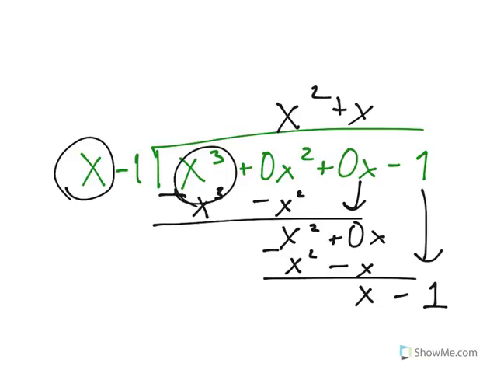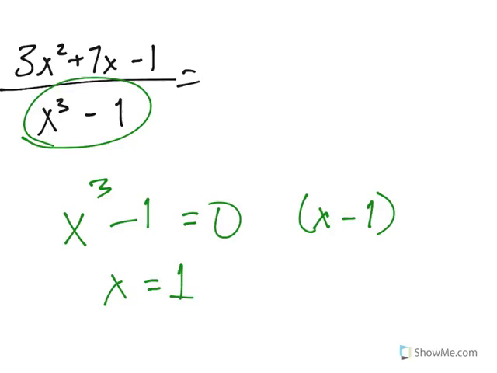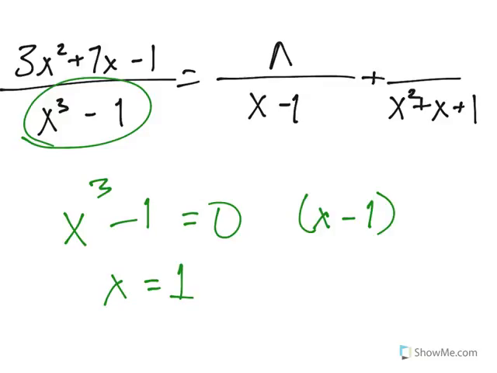x minus 1, what do you need to multiply it by to get x minus 1? That's just 1. And x minus 1 minus x minus 1 is 0, so we get a remainder of 0, which makes sense. Remember that when you're dividing by a factor, you should always get a remainder of 0. So now we know that the two factors of x cubed minus 1 are x minus 1 and x squared plus x plus 1. And we have A and B.